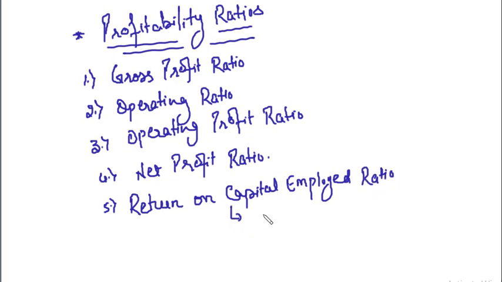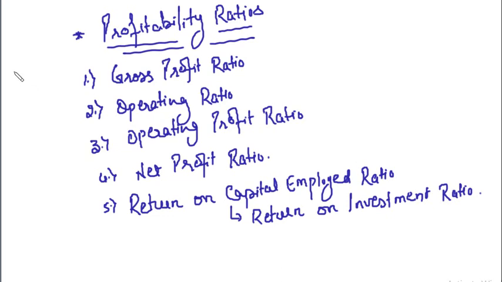Right? This ratio is also known as return on investment ratio. So basically, under the profitability ratios, we are going to study 5 ratios. The first is the gross profit ratio, then operating ratio, the third one operating profit ratio, then net profit ratio, and the last one is return on capital employed ratio or return on investment ratio. Right?